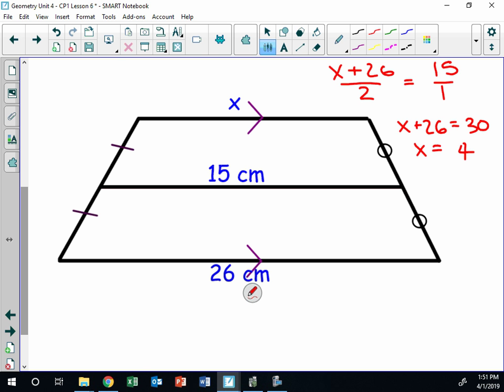Okay, but we could also use other processes for mid-segments. From 26 to 15, we're going down 11. So if we go down 11 more from 15, we end up at 4.